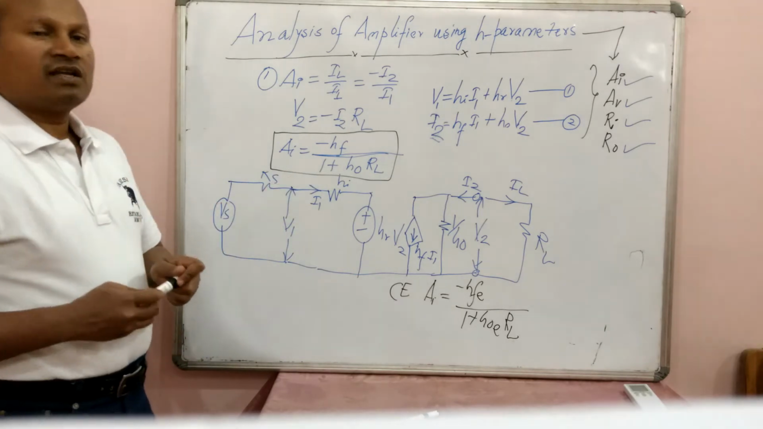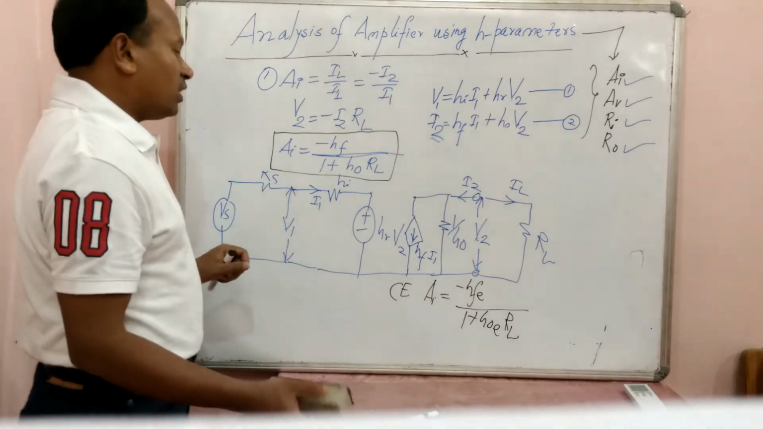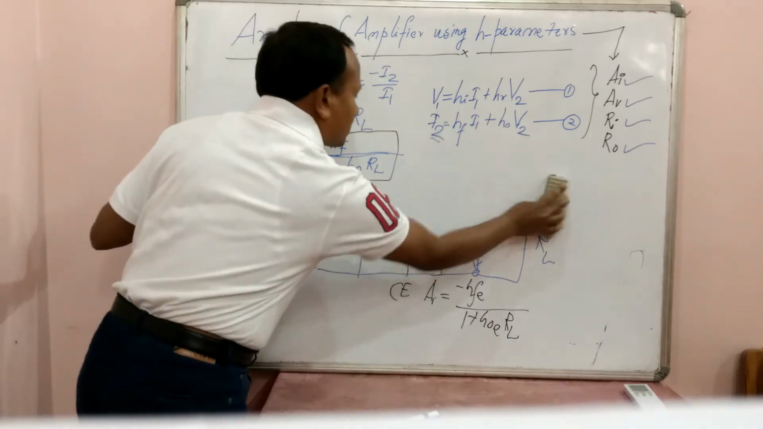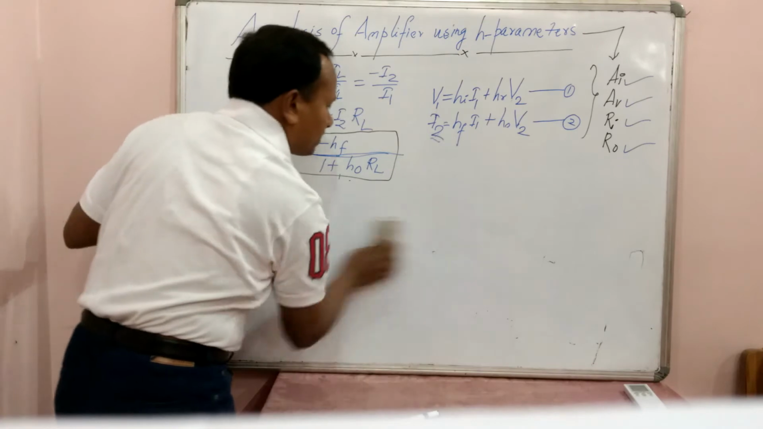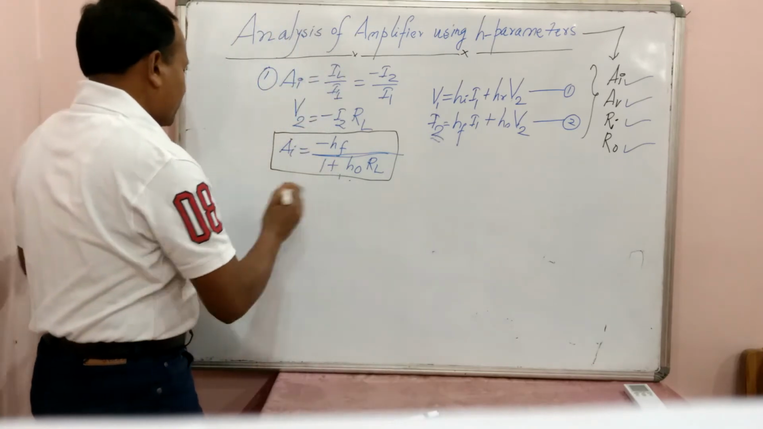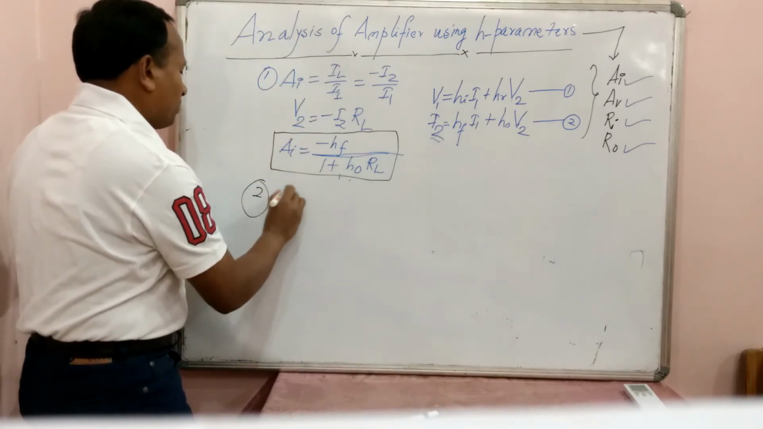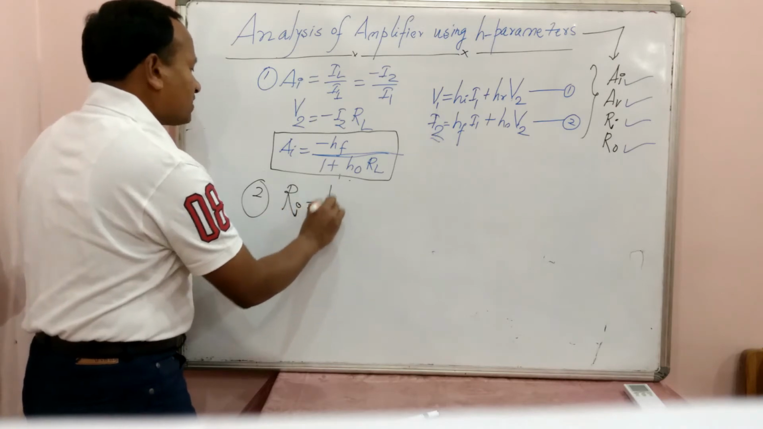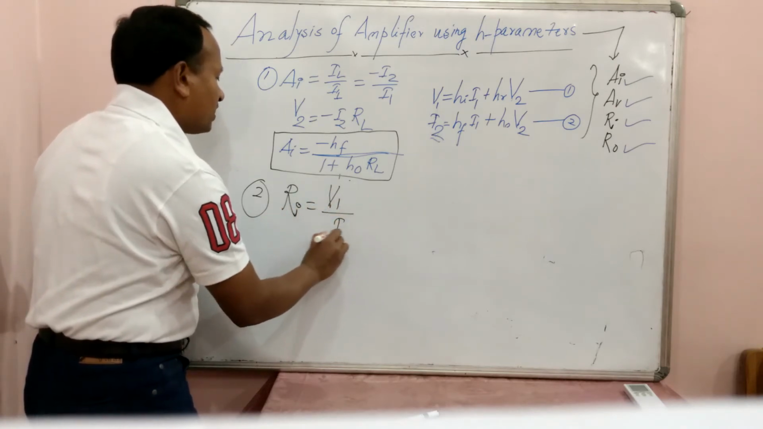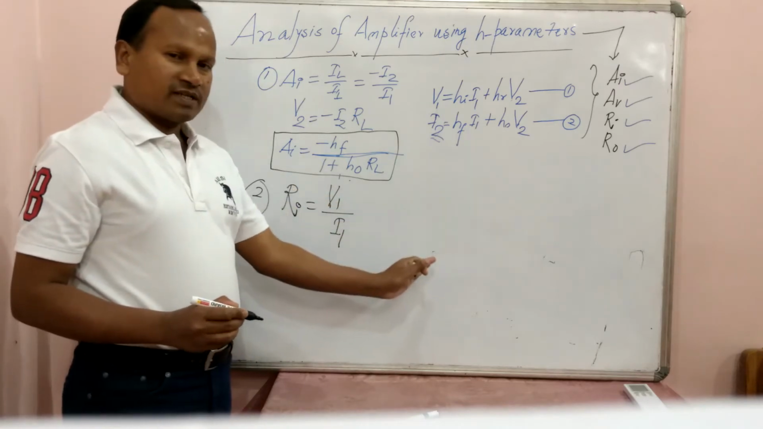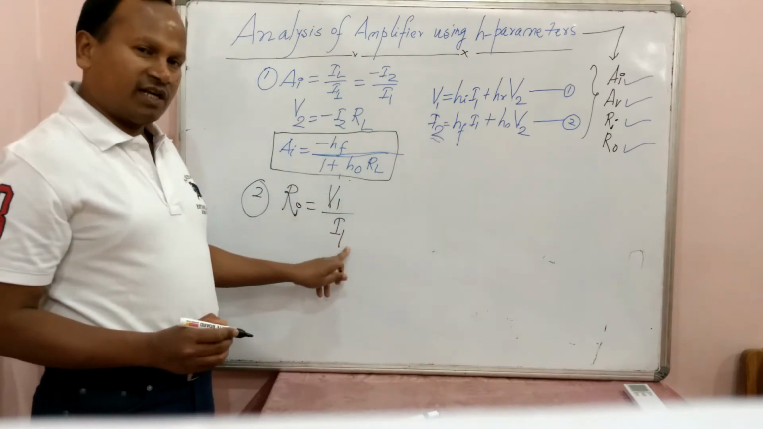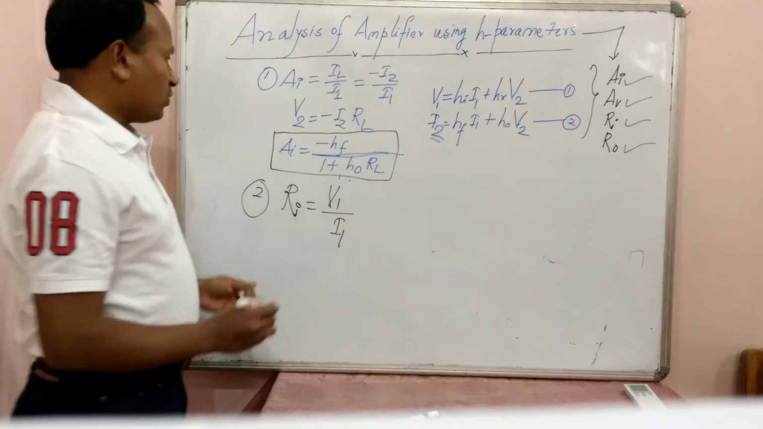Let us determine the next value. What is the next value? Input impedance. Let us try to get the expression for input impedance. Second part. What is input impedance or input resistance? It is nothing but input voltage divided by input current. You can see in the equivalent circuit, what is the input voltage to the device? V1. What is the input current? I1. So V1 upon I1.